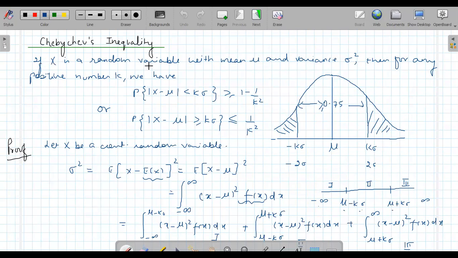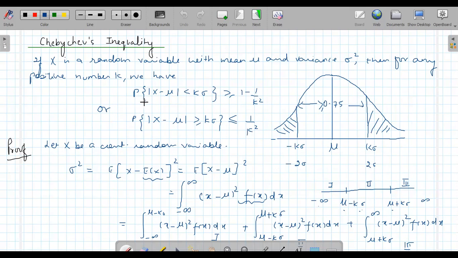If x is a random variable with mean mu and variance sigma square, then for any positive number k, we have probability mod x minus mu less than k sigma is greater than or equal to 1 minus 1 upon k square. Or probability mod x minus mu is greater than or equal to k sigma is less than or equal to 1 upon k square.